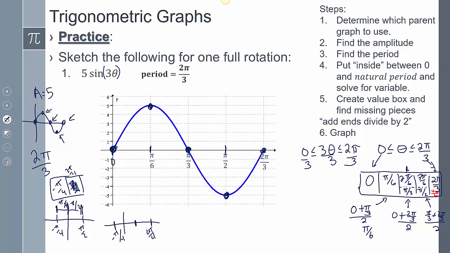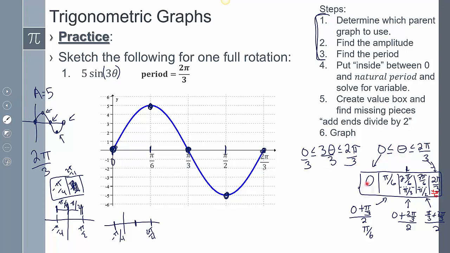So the first thing that I did here was I basically just described the graph. All these 3 steps here were just describing the graph. I determined which parent graph to use, I found the amplitude, and I stated the period. And I even verified my period is from 0 to 2 pi thirds. Then I have to find what these values are here. To do that, I took the inside of my graph, which was 3 theta, and I put that between 0 and 2 pi. And I solved for theta. So I divided everything by 3, and so I got thetas between 0 and 2 pi thirds.